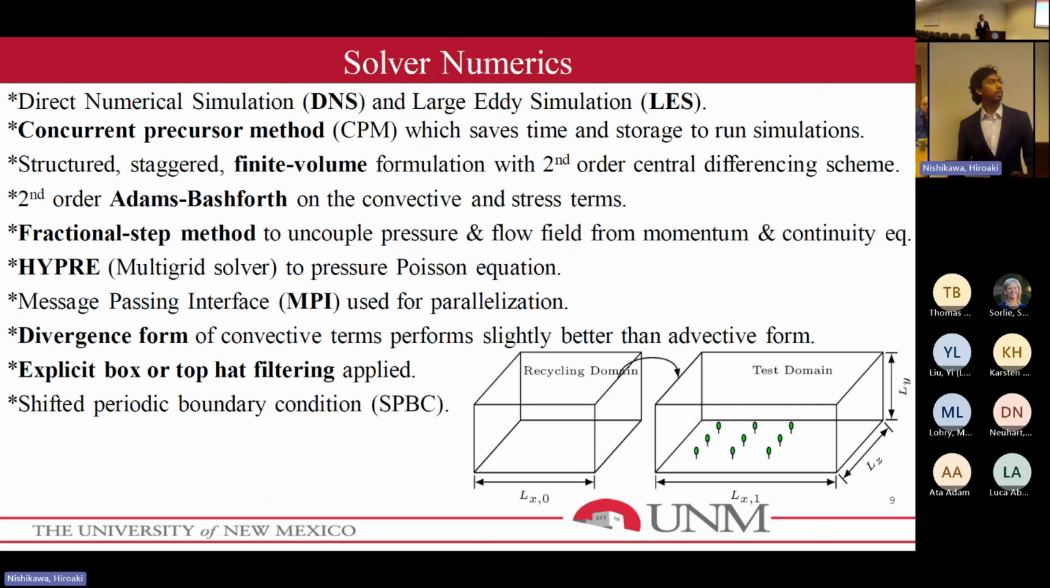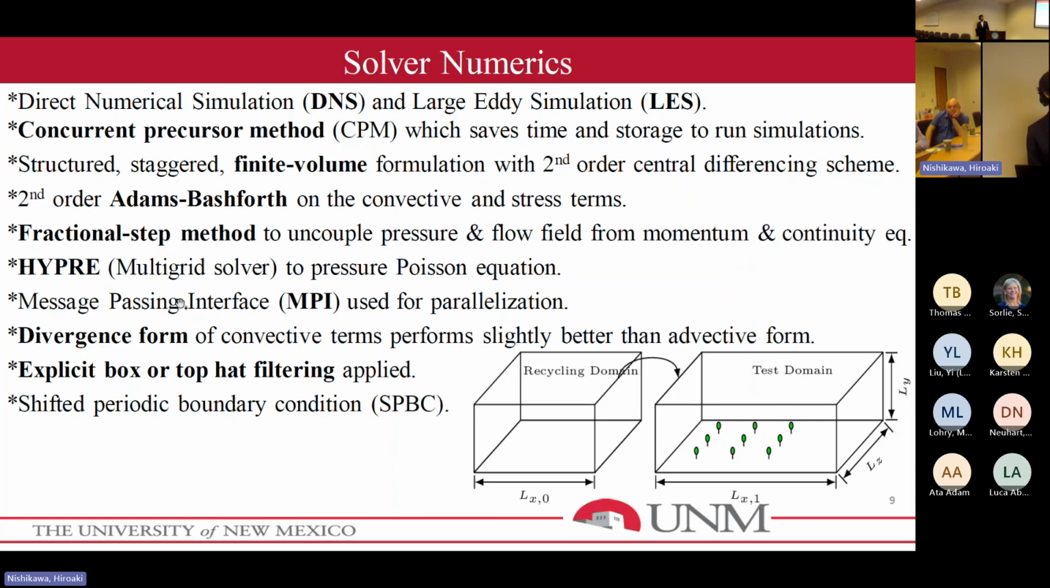And we use structured, staggered, finite volume formulation with a second order central difference scheme. And the second order Adams-Bashforth was applied on the convective and the stress term. And the fractional step method was used to uncouple the pressure and the flow field from the momentum and continuity equations, which derived a Poisson equation. We solved that Poisson equation with the multi-grid solver, an open source solver called High-fidelity. And to parallelize that solver, we used MPI.